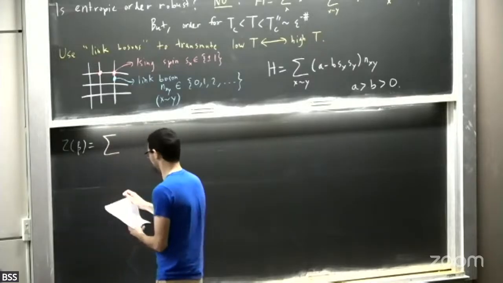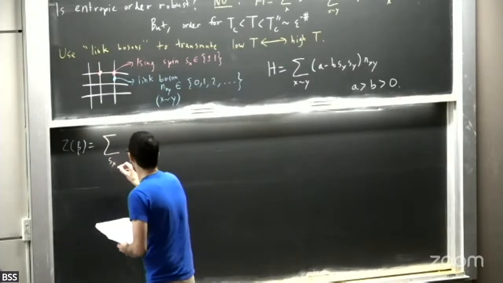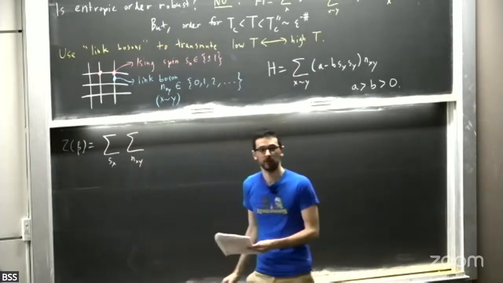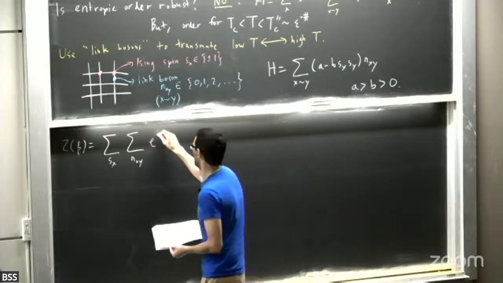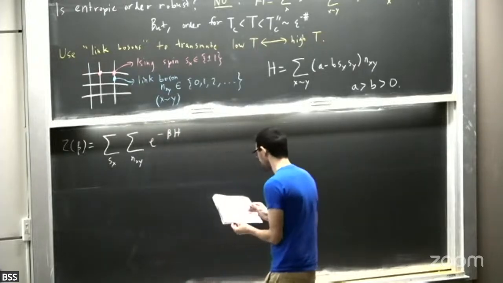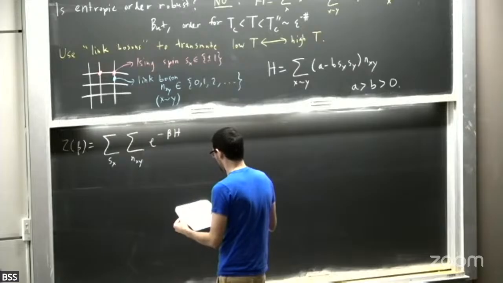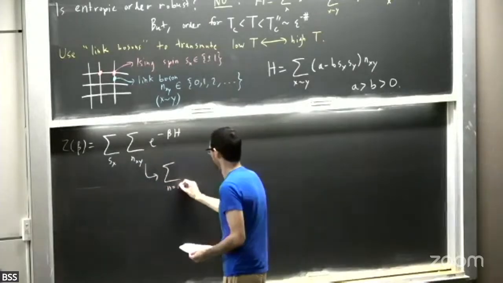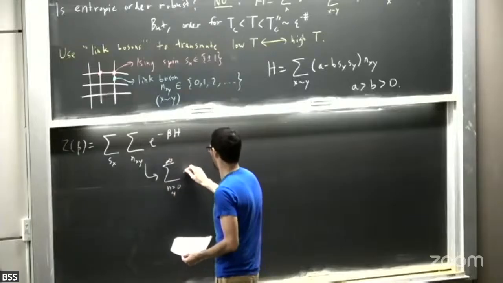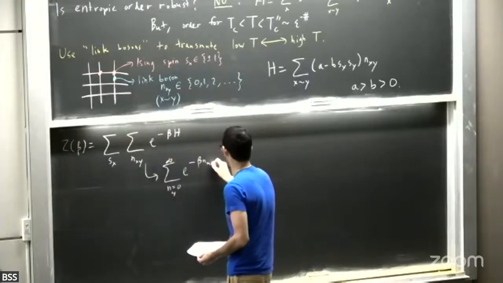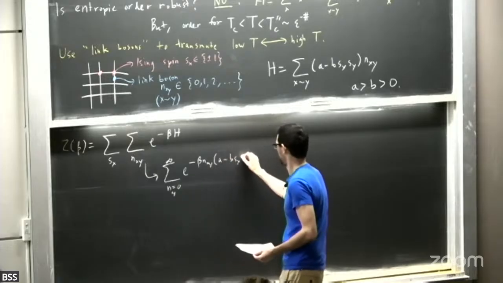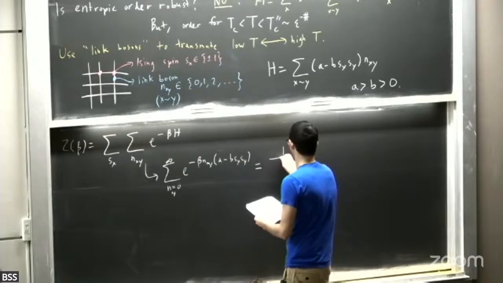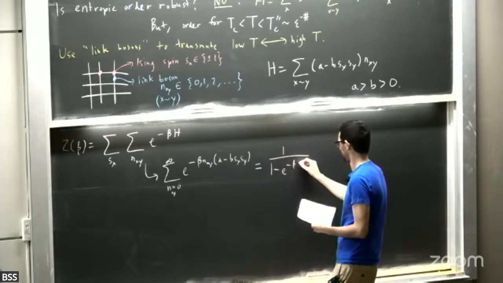Now, if we do this, we can evaluate the partition function pretty easily, well, at least partly pretty easily. We can, of course, sum over S_x or N_xy in either order. Why don't we sum over N_xy first? If we do the sum over N_xy first, we get something like e to the minus beta N_xy times (A minus B S_x S_y). And of course, this sum is just our favorite geometric series.